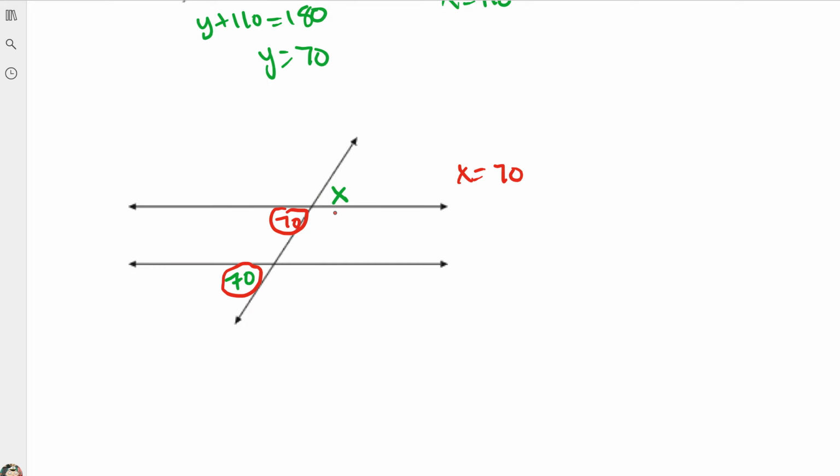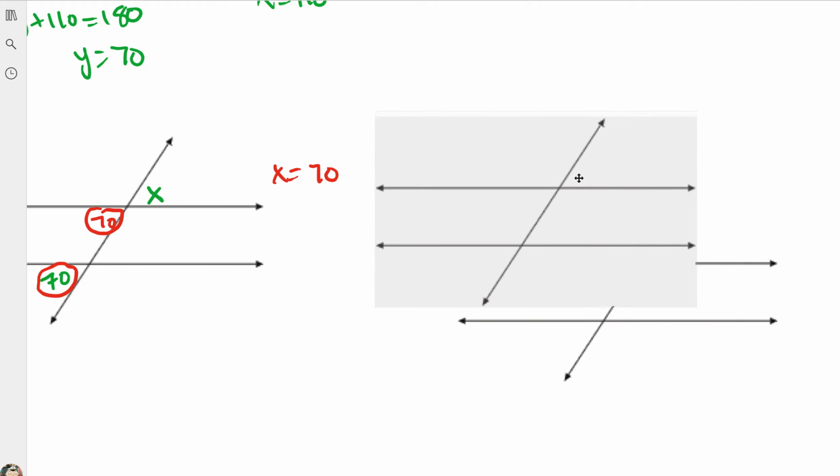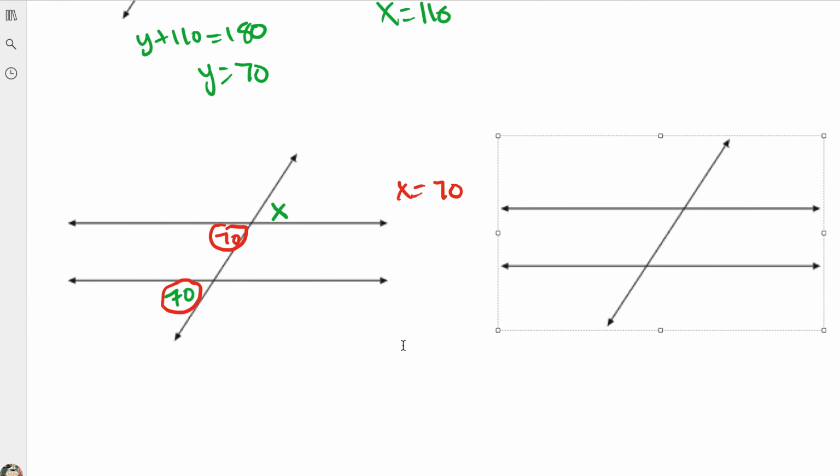I can try one here next to it. So this will work in any combination. So these are what we would call same side interior. The one we just did was alternate exterior. These are same side exterior, I'm sorry. They're on the exterior or outside of the parallel lines.